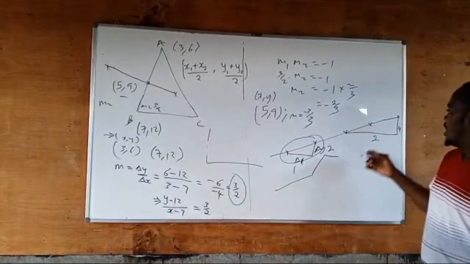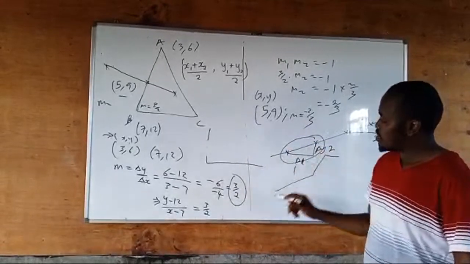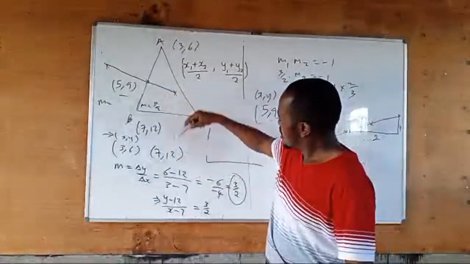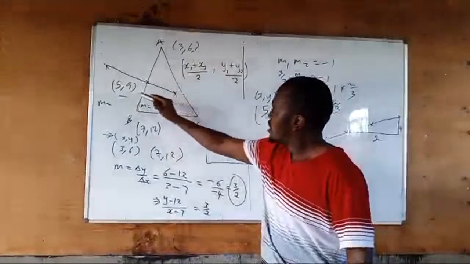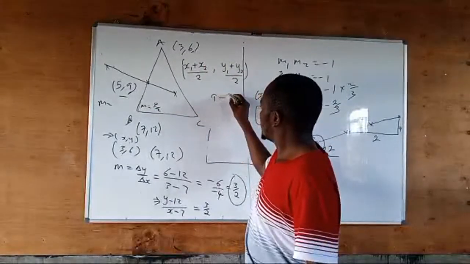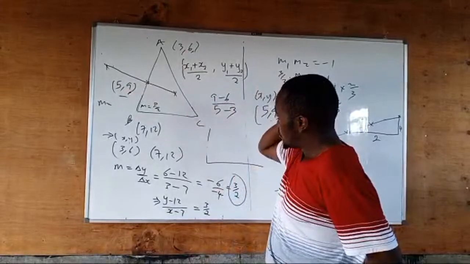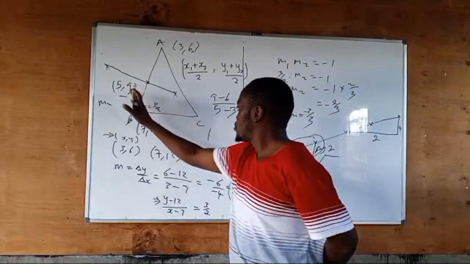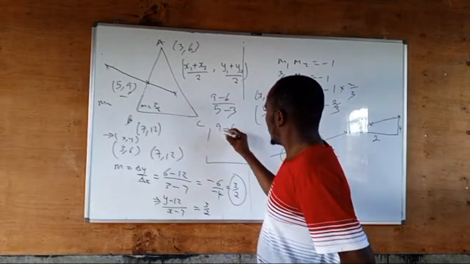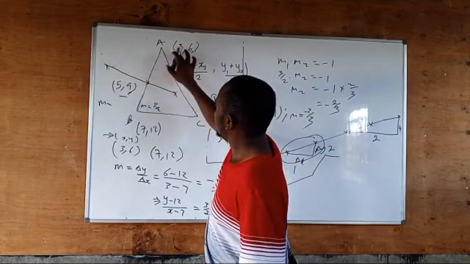So now when you're given 2 points, this and this, unatafuta gradient: change in y over change in x. You take 1 point: 9 minus 6 over 5 minus 3. Make sure wakati unaanzia ukianzia kwa 5, 9, make sure bado chini ni 5. Usiku ukasema 9 minus 6 over 3 minus 5, as in 9 minus 6, then 3 minus 5.